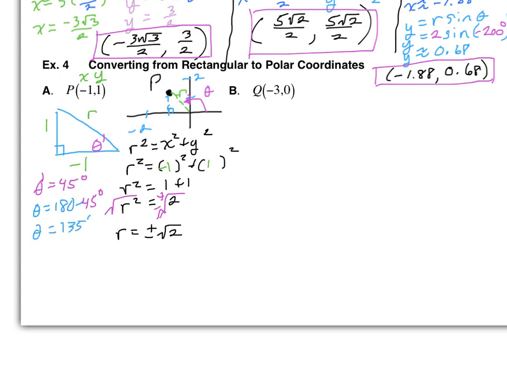135 degrees. Couldn't we have gotten that by using tangent? Right? Instead of doing this, we could have used tangent of theta is equal to 1 over negative 1. We definitely could have done it that way as well. Because if I don't know that this is a special right triangle, then I'm going to have to use tangent. So you might want to write yourself a note, could have used tangent.